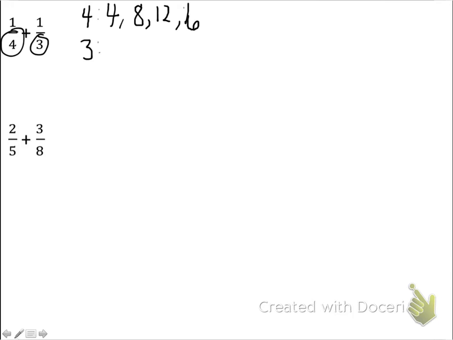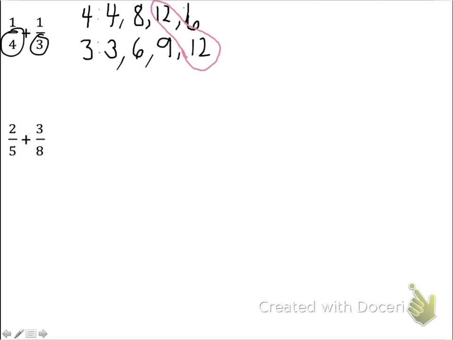Sorry about that, guys. It's a little squished under there. But that's 16, and I'm going to stop there. 3 times 1 is 3. 3 times 2 is 6. 3 times 3 is 9. 3 times 4 is 12, and it looks like we have a match. Our least common denominator for 1/4 and 1/3 will be 12.